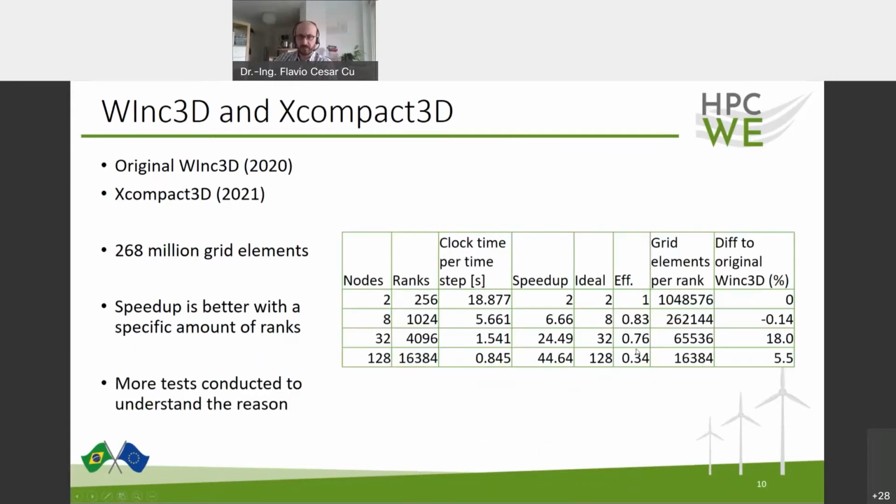Here we see the results that were plotted in the last graph, and we see that using this specific amount of ranks, we get 18% better runtime. And more tests have been conducted to understand the reason why the new version is specifically more efficient using this amount of processors.